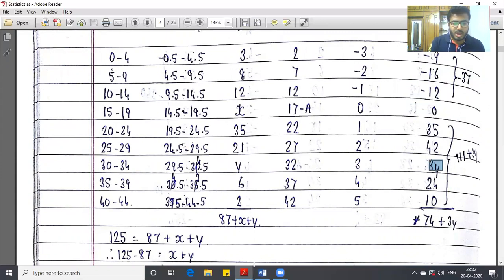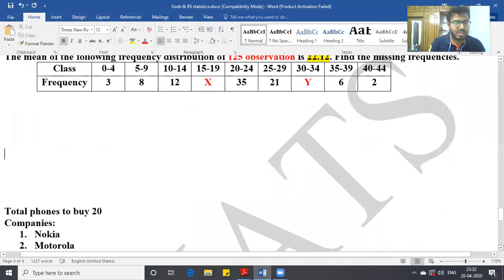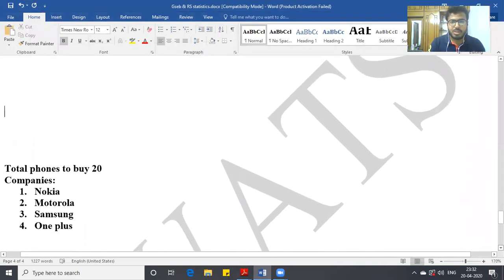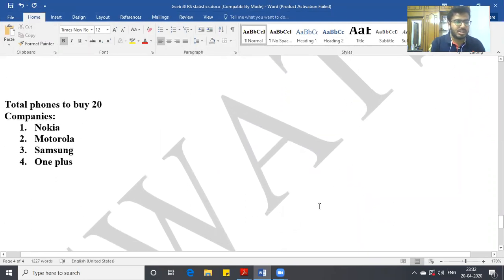Now we are going into the next section, mode. Basically in mean you have seen that it is the average, the class average and all that. Now for going into mode, consider you are a shopkeeper doing a business of mobile, selling mobiles. Now in total you want to buy 20 phones. 20 phones you have to buy.